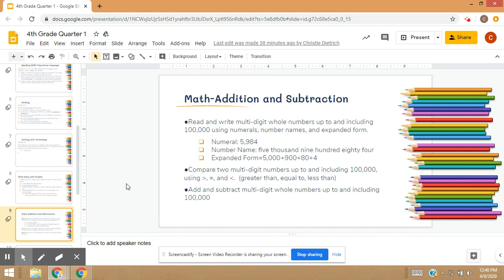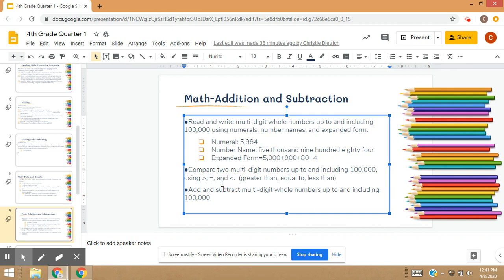So moving on. So addition and subtraction, of course. So we'll read and write multi-digit whole numbers up to and including 100,000 using numbers, number names, and expanded form. So this is the 3 forms here. And they can compare two-digit numbers using greater than, less than, or equal to. Students get these mixed up a lot, but pretty straightforward. It's just one of those things you have to remember.